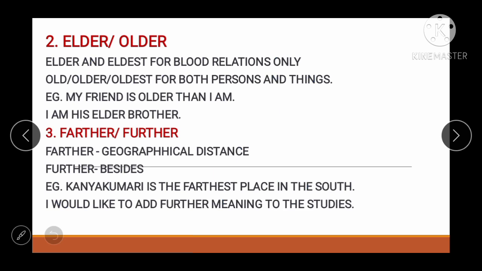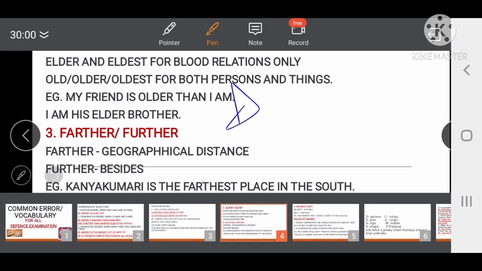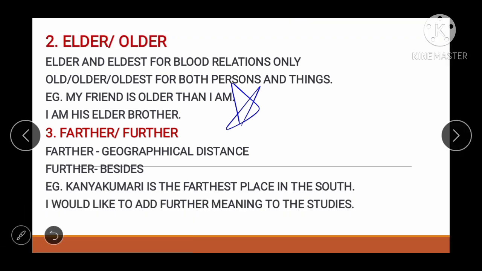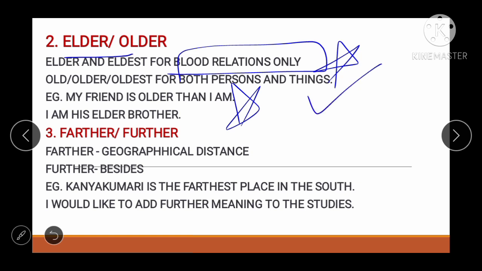Then next one is elder and older. See friend, it is one of the most frequently asked questions. Elder we use for blood relations, mind it. Elder we use for blood relations only. Old, older, oldest are for both persons and things, right? So we have to remember that wherever elder and eldest come, they come only in blood relation cases. Example: my friend is older than I am. See friend, my friend is older, elder didn't come, older came, because it is not a blood relation.